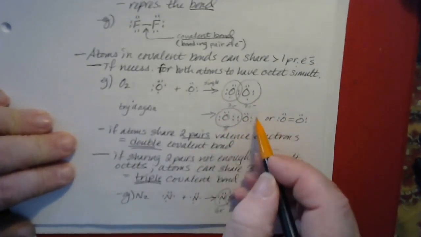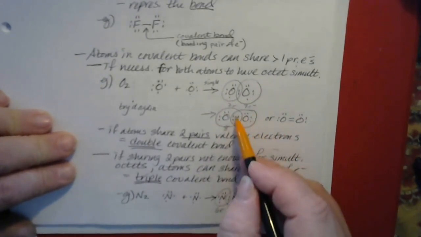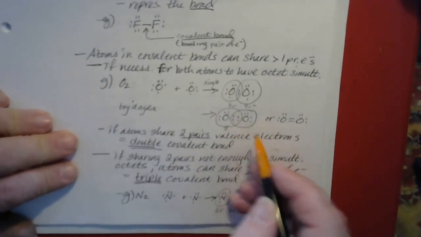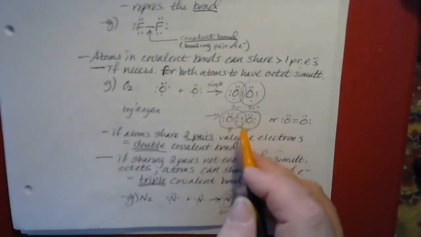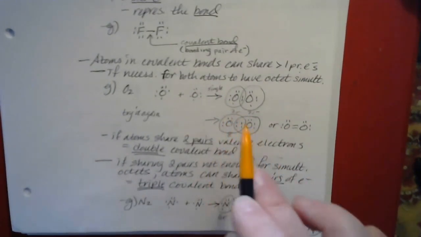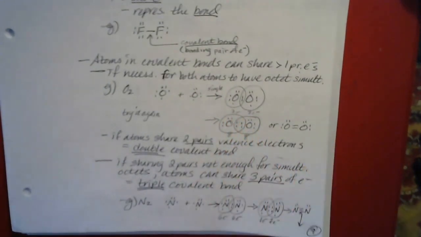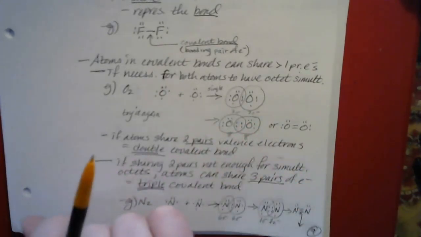And if you look at the electrons around the oxygen on the right, you'll find that you have 1, 2, 3, 4, 5, 6, 7, 8. So now, with the oxygen atoms sharing 2 pairs of electrons, you have an octet around each oxygen atom, and that makes it much more stable, and that's the way oxygen actually is found.